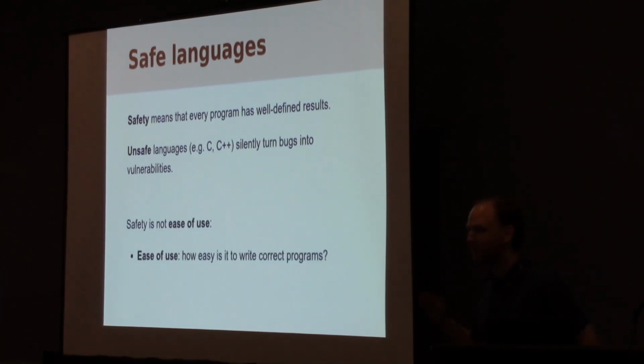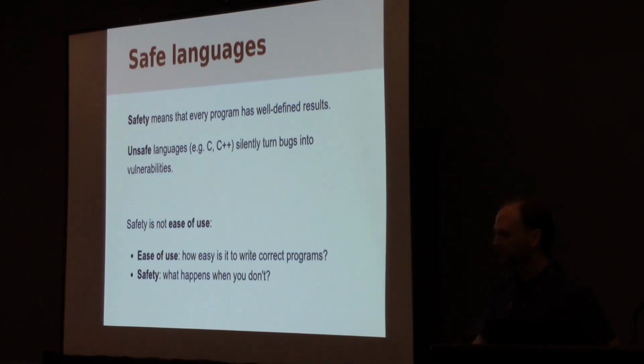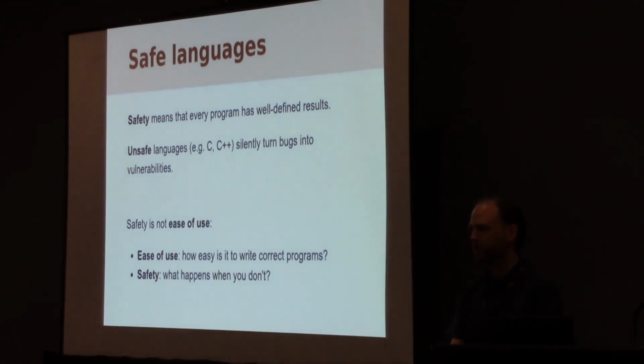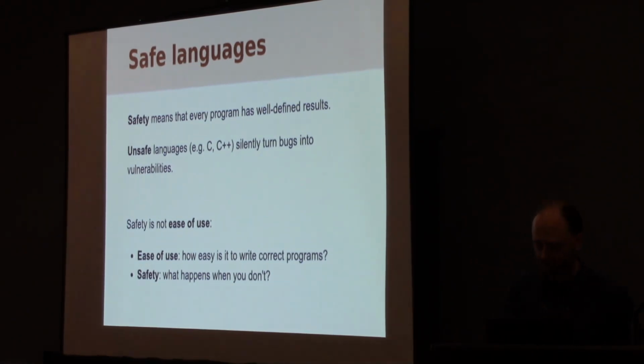This is a different issue from how easy it is to use the language. Ease of use is about how easy it is to write correct programs, and safety is about what happens when you don't. For instance, C++ over the last maybe 15 years or so has made massive advances in ease of use. If you tried writing memory safe C++ in the presence of exceptions 15 years ago, it was a disaster, and these days you can use shared pointers and unique pointers and other such fun things, and it's much easier to write correct programs. But if you fail to write a correct program, the consequences are still just as bad as they used to be. You get buffer overflows and seg faults and memory corruption and vulnerabilities.